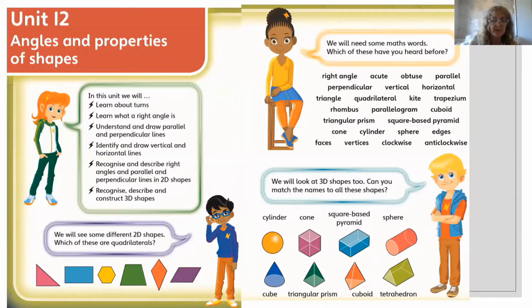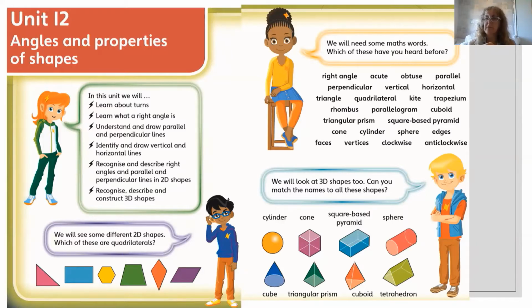Now let's look at what this little chap says down here. He's saying, we will see some different 2D shapes. Which of these are quadrilaterals? Remember what quadrilaterals are? What are quadrilateral shapes?